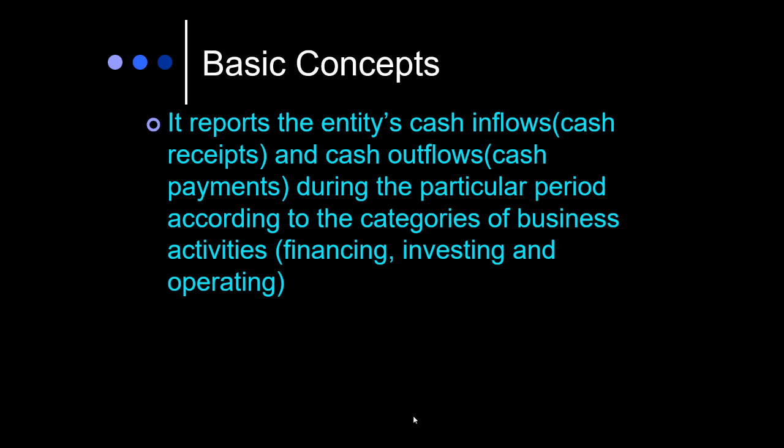The cash flow statement usually will report the entity's cash inflow. Usually these are the cash receipts received from the three main activities, operating, financing, and investing, and also the cash outflows or cash payments for the three activities during the particular period according to the categories of business activities. So we're going to look at the inflows and outflows based on each activity. We will segregate the inflows and outflows based on the activities.